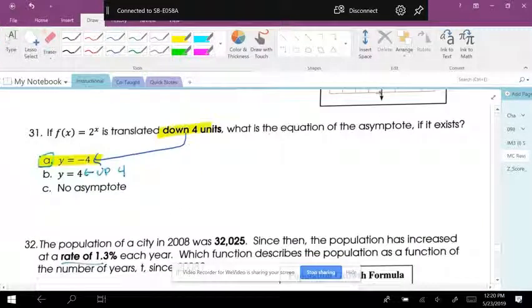Okay, 31. Translate it down 4. I think that one's pretty straightforward. When you look at your answer choices, even if you had no clue what an asymptote is, use your logic, please. Down 4 would never be positive. Down 4 would always be negative. That's why y is equal to -4. There's really no trick answer here. So again, use your logic skills. If I said up 4, you would have selected B.